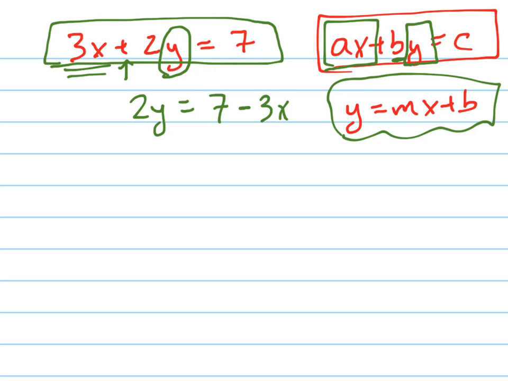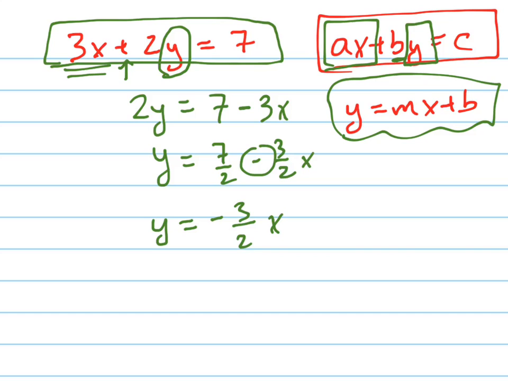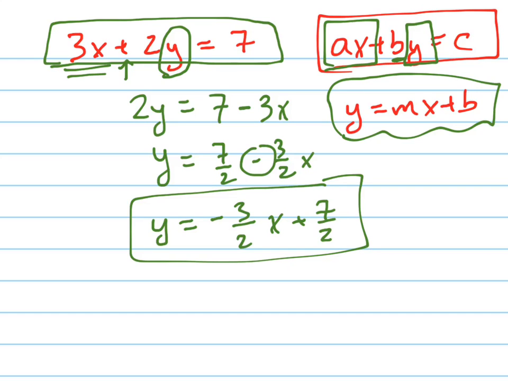And now I get rid of the 2 by dividing both sides by 2. I'm just going to go ahead and divide both terms by 2, because that's eventually what I'm going to have to do anyway. Now, I'd like to also put this in a more logical order so that the x comes first. Doesn't really matter, but notice that that negative stays with the 3 halves. It doesn't go with the 7 halves. So that's my equation in slope-intercept form.